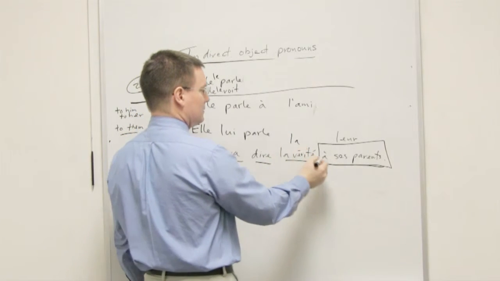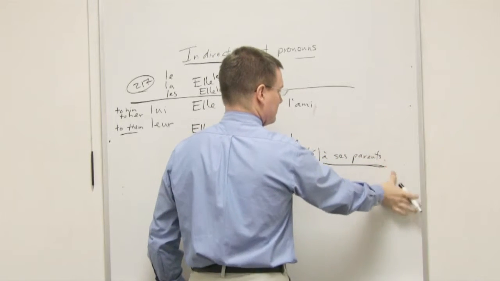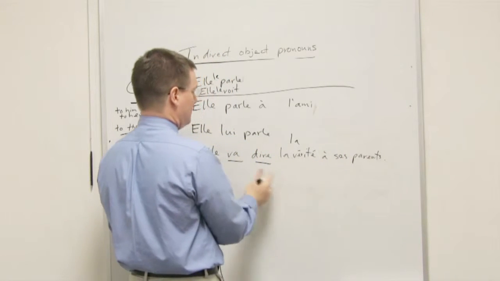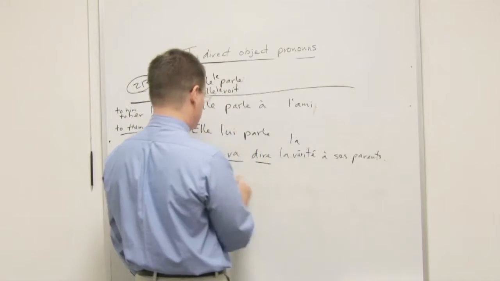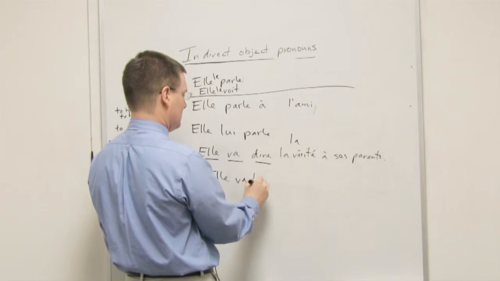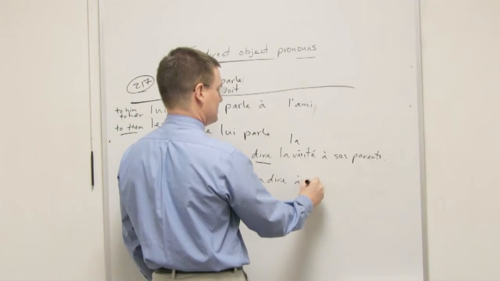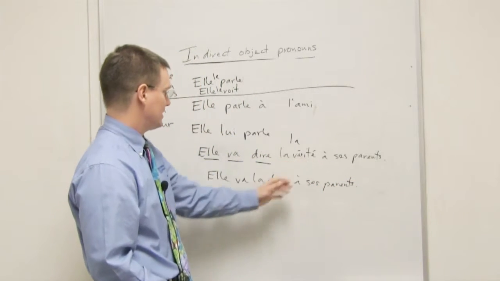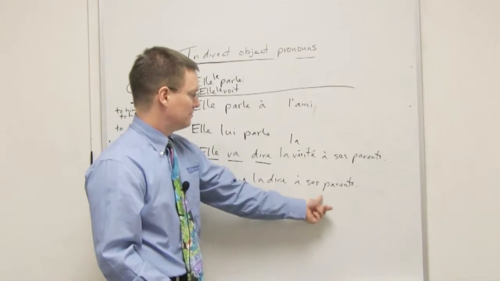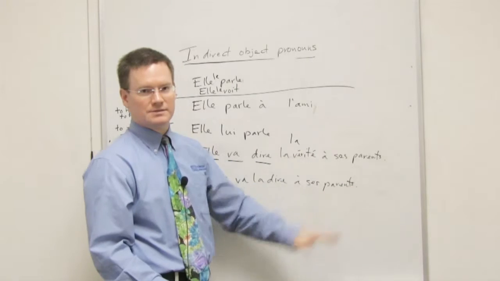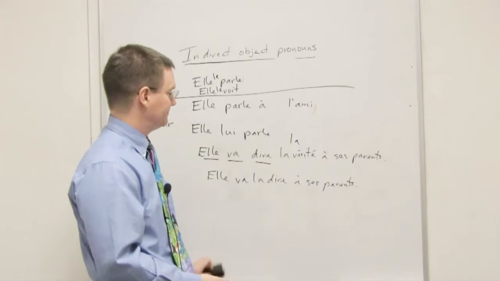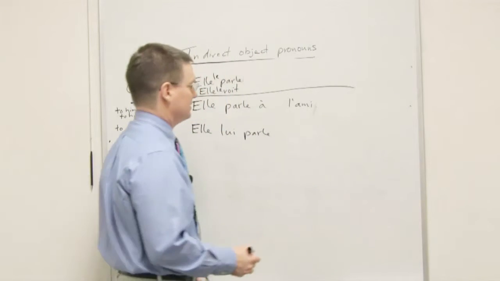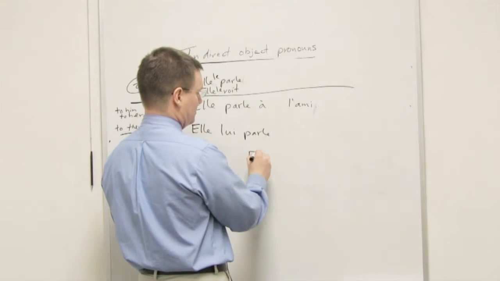This would be la. Let's just assume that we'll keep this. And she wants to tell it to her parents. You would actually say it just like this: elle va la dire à ses parents. So here, she's going to tell it, meaning the truth, to her parents. So you could replace one or the other. It just depends on what you want to say. You can actually replace both, but that's a different lesson. But I'll show you how to say that.